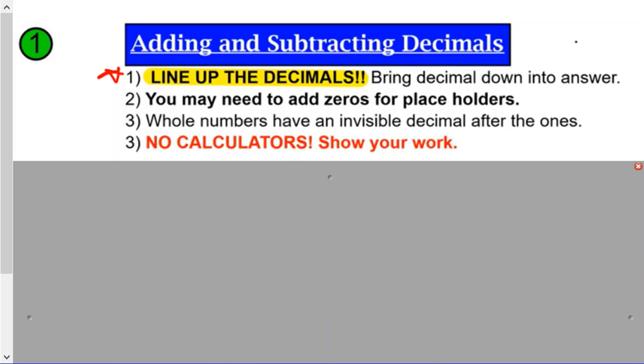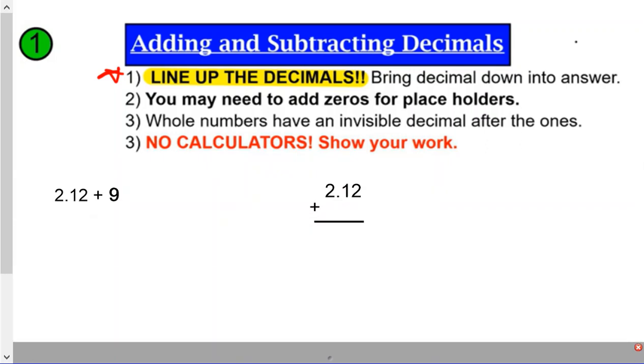And whole numbers have invisible decimals after the ones place. So after the decimal point, we don't always write the decimal number. If it's 0, we don't need it, so we leave it out. And remember that there are no calculators, and make sure that you are showing your work. Alright.